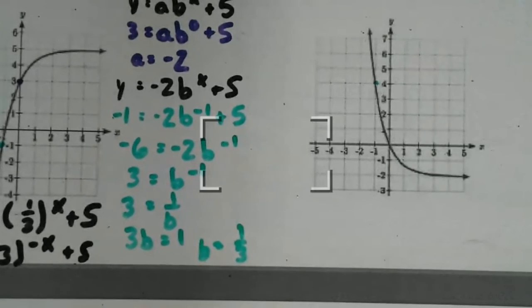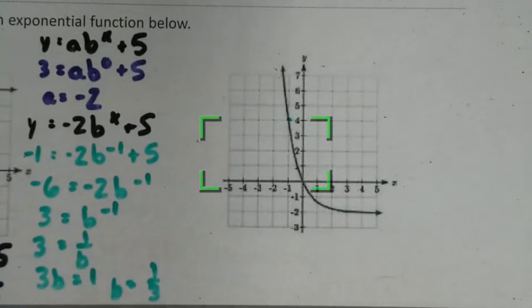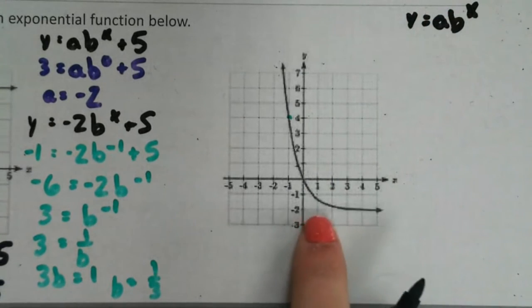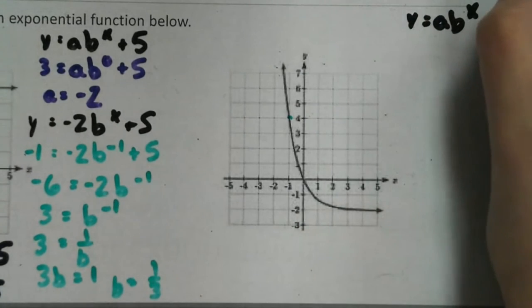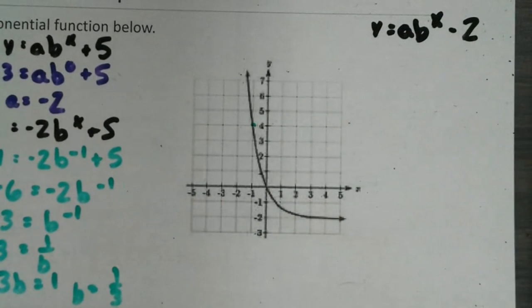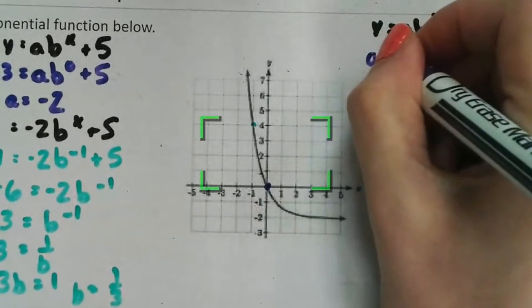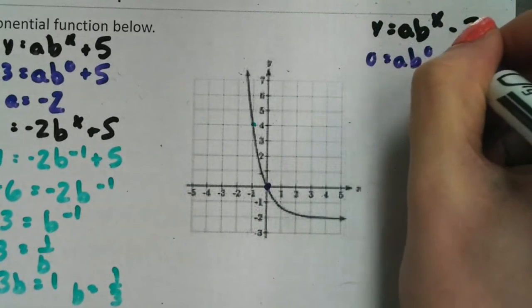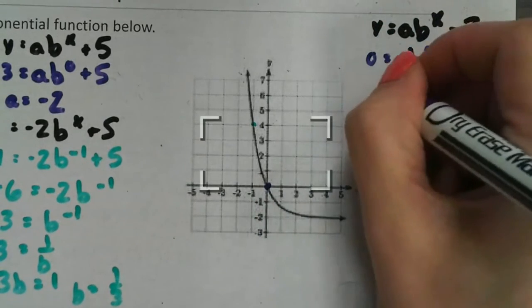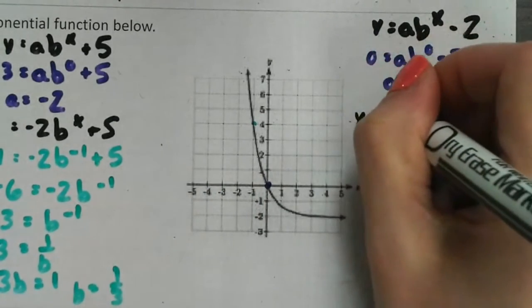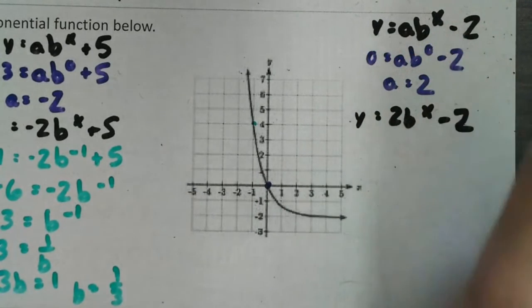The last one we're going to look at is this graph here. We're going to start off with y equals ab to the x power, and this time our horizontal asymptote is at -2, so we'll have a -2 out back. I'll plug in my y-intercept. That appears to be at 0, 0. So I'll have 0 equals ab to the 0 minus 2. And if I add the 2 over, I get a equals 2. If a equals 2, then my equation is y equals 2b to the x minus 2.